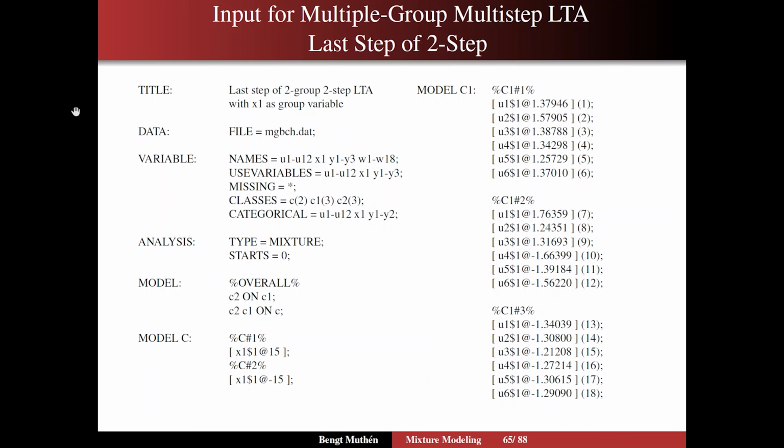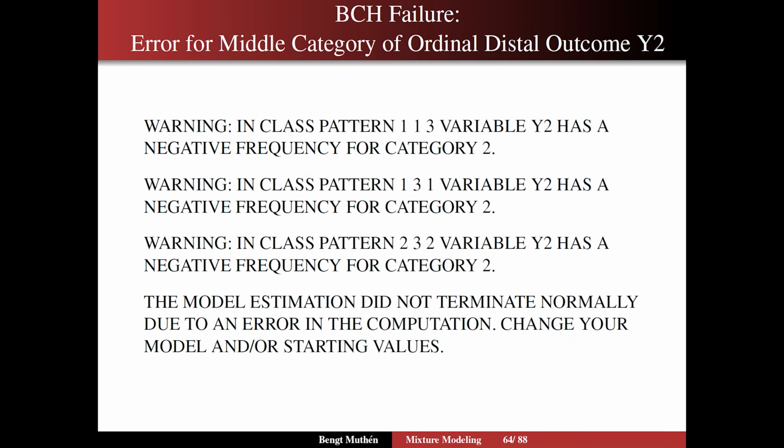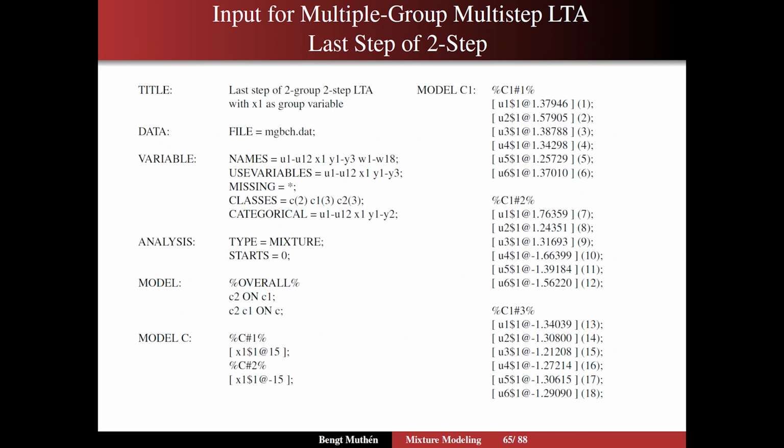So on slide 65, we instead turn to two-step. On previous slides, we had BCH failure, but now we turn to two-step as an alternative. On slide 65, we have then, in the last step of two-step, C-on-C statements here. We should also note that the categorical list then includes the indicators and X1 and Y1, Y2, whereas Y3 was continuous. So down here, to the bottom left, we have the perfect indicator specification.